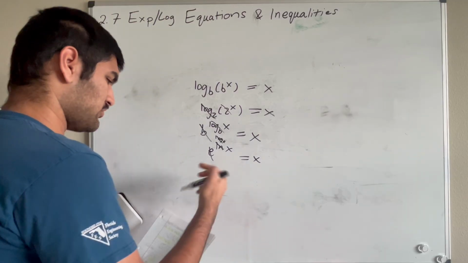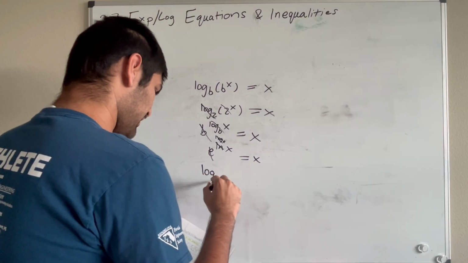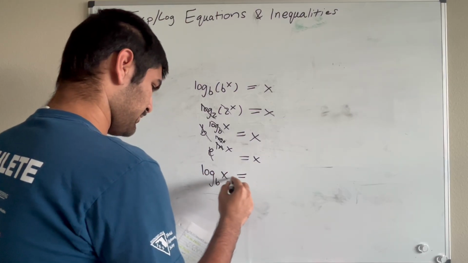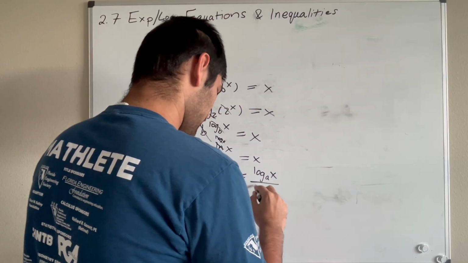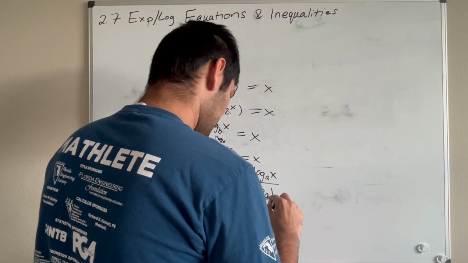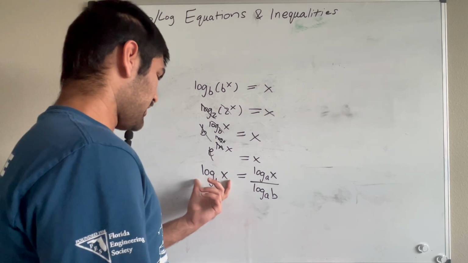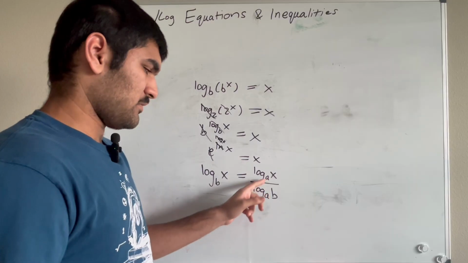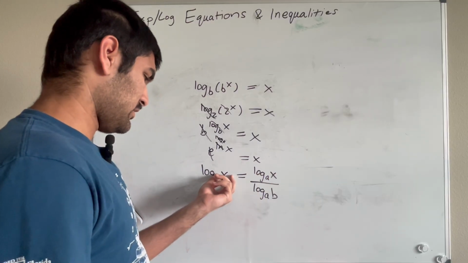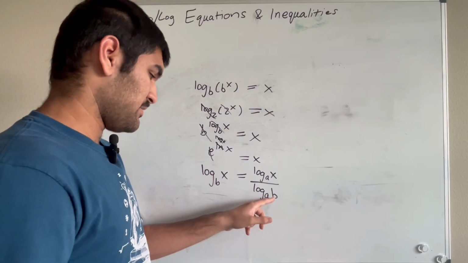And then the final, arguably the most useful one, is the change of base formula. What this one says is if you have log base b of x, this is equal to log base a of x over log base a of b. So basically, if you have some log base b of x, you could just take log of some base of the inside x over log of the same base of the b.